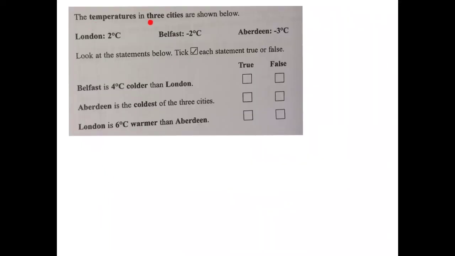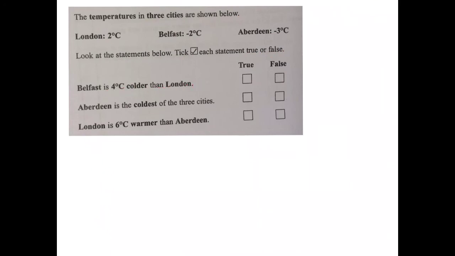The temperatures in 3 cities are shown below. London is 2 degrees, Belfast is -2, and Aberdeen is -3. Look at the statements below and tick each statement true or false. Belfast is 4 degrees colder than London.